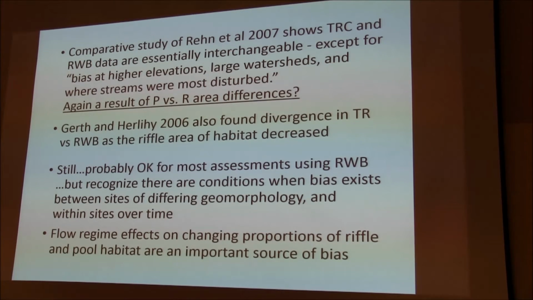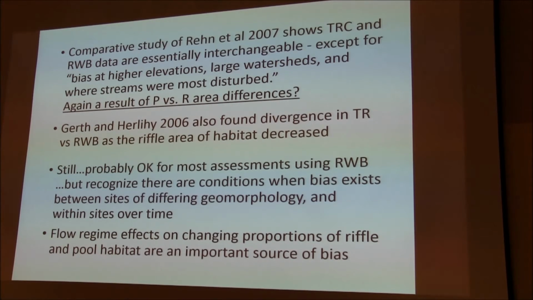So again, from that comparative study, there was the conclusion drawn that the target riffle and the reachwide benthos data were essentially interchangeable, except that there were some sources of bias at higher elevations, large watersheds, and where streams were most disturbed. I'm not sure what exactly those might be attributed to, but I suspect it might be a result of pool versus riffle area differences in those different kinds of circumstances. Gerth and Herlihy, 2006, also found a divergence between target riffle samples and reachwide benthos samples as the riffle area of the habitat decreased.